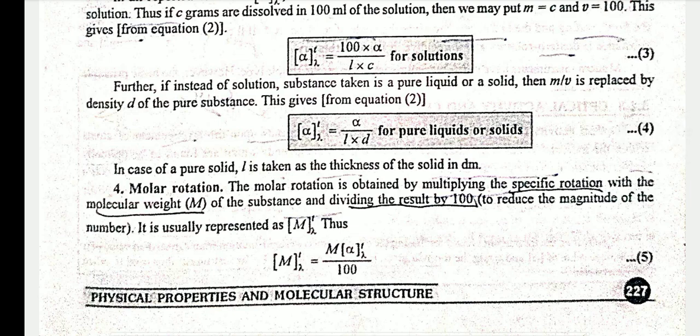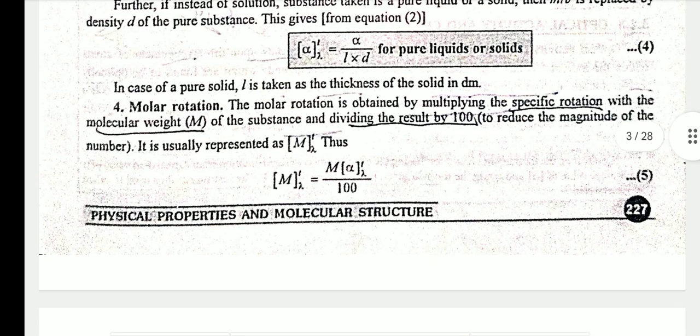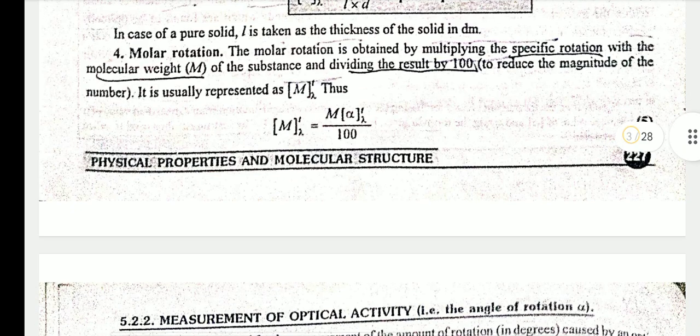Molar rotation. The molar rotation is obtained by multiplying the specific rotation with the molecular weight of the substance and dividing the result by 100 to reduce the magnitude of the number. It is usually represented as M gamma power T. Thus, M gamma power T is equal to alpha gamma power T into M upon 100.